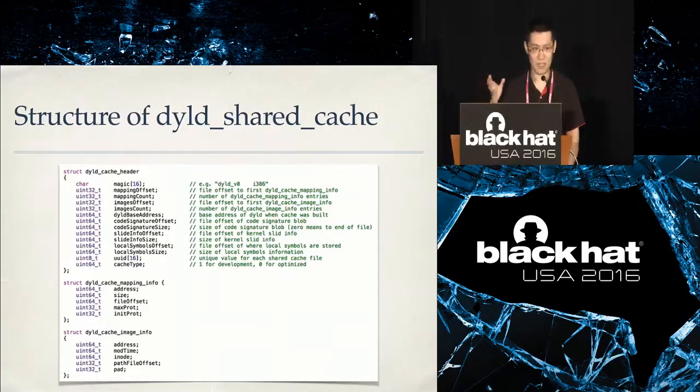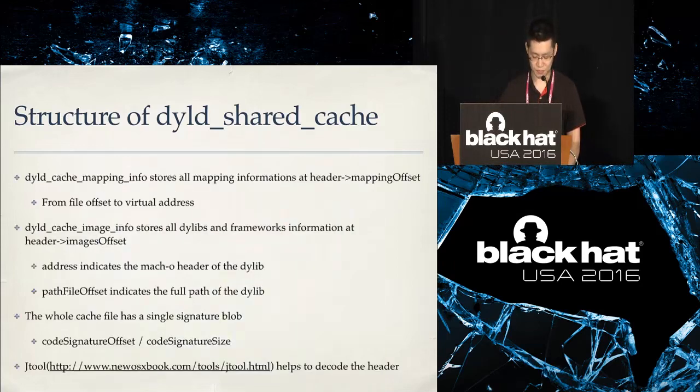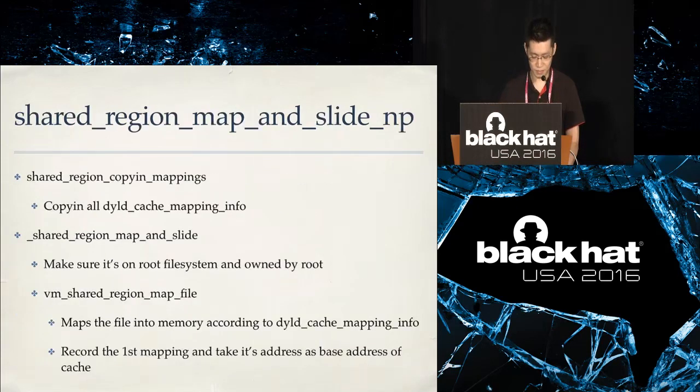Image information is basically used by the linker, dyld, to know which library is mapped at which address, so it can locate the library. Anyway, this structure is very simple, and if you are lazy, you can just use jtool2. It actually supports decoding the header of the shared cache. So let's move to the kernel part.